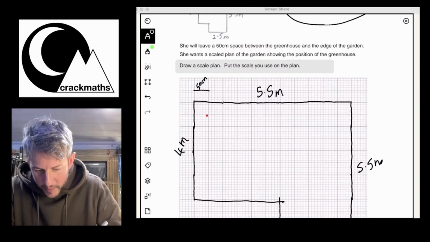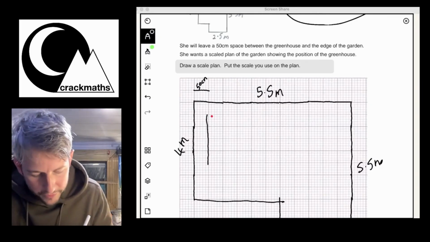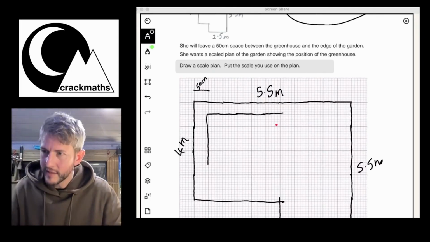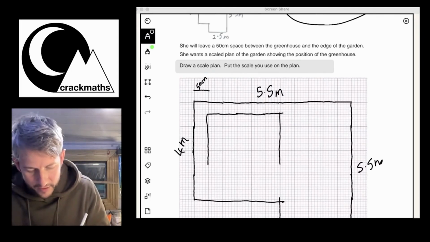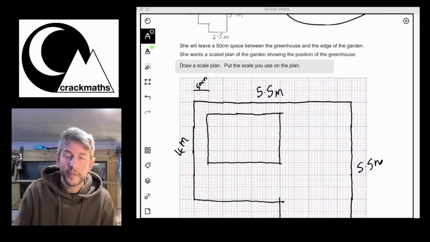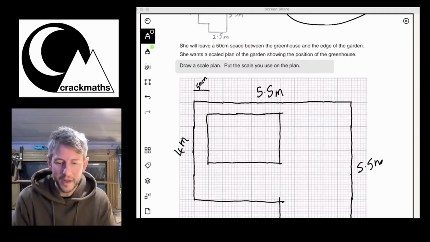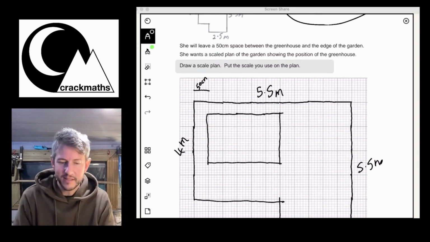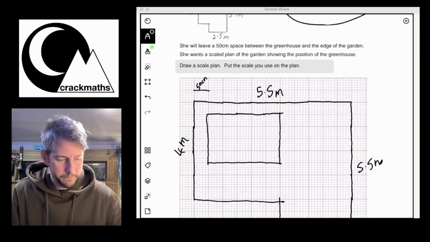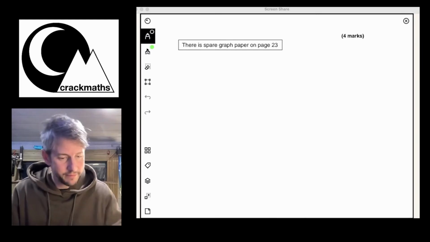So I'm going to do 2 meters this way, 1, 2, and I'm going to do 2.5 meters this way. So that's 1 meter, 2 meters, and a half meter. So here we go, I can draw all of this together like this. And there we go. We've got our greenhouse successfully in the garden, 50 centimeters away from the edge. There are actually multiple places. I could have put this bang in the middle, I guess, though I think she does want the 50 centimeter space, so it was important to put it there. Right, next question. There is spare graph paper on page 23.